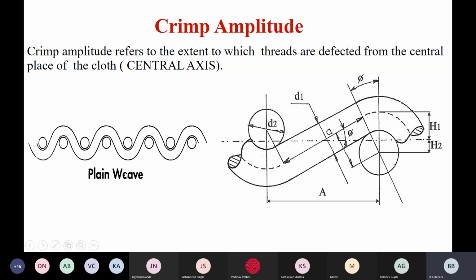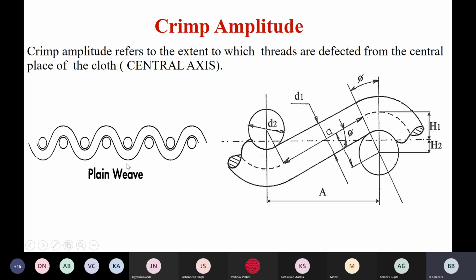So in a woven fabric, the crimp in the yarn is responsible for making the fabric highly extensible or low extensible, high modulus or low modulus. This is the most important. Apart from this, there are many other properties which are governed by this crimp.